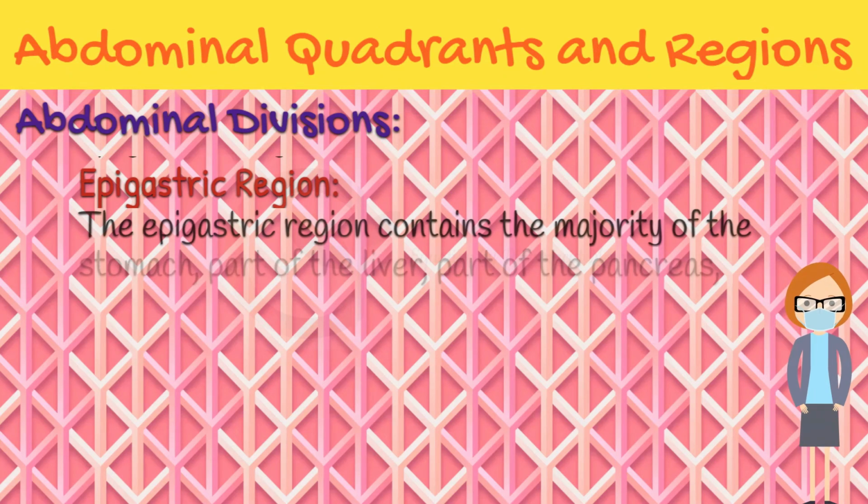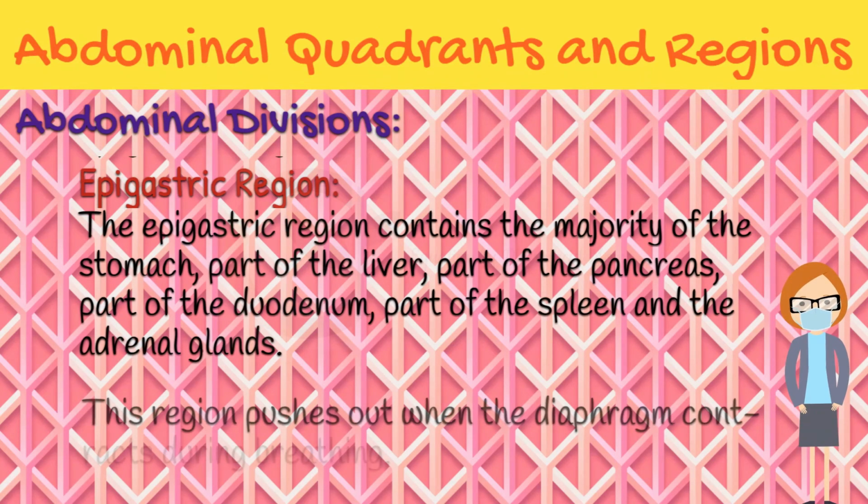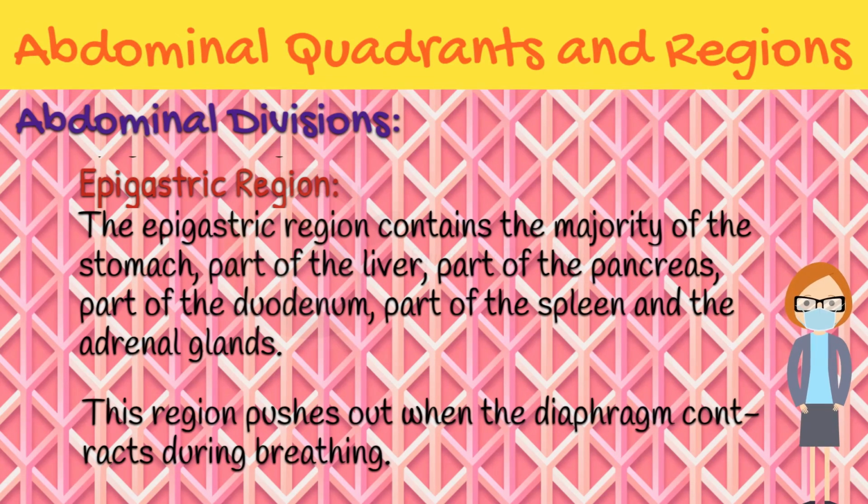The epigastric region contains the majority of the stomach, part of the liver, part of the pancreas, part of the duodenum, part of the spleen, and the adrenal glands. This region pushes out when the diaphragm contracts during breathing.